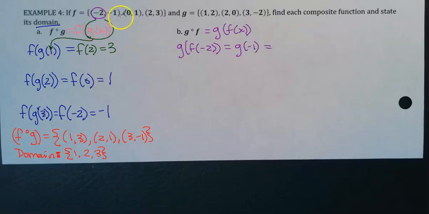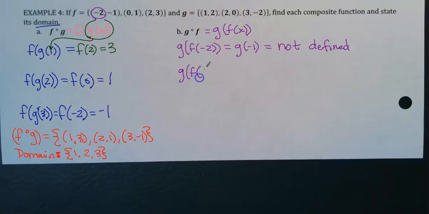Okay, so do I have a negative 1 over here for g? G of 1, g of 2. I don't have a g of negative 1, so this is not defined. Because I don't have a negative 1 for an x value in my g function. Okay, so we'll try the next one.